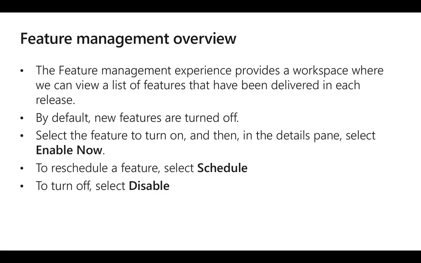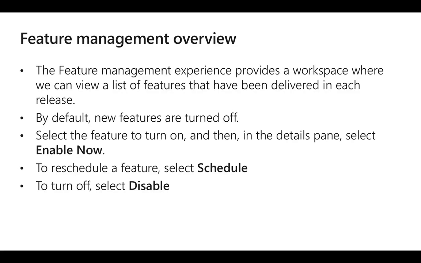If a feature has been scheduled to be turned on in the future, a Schedule button appears in the detail pane. We can use this button to change the enabled date value to a different date. If a feature has already been turned on, a Disable button appears in the detail pane. We can use this button to turn off the feature, but the Disable button isn't available if the feature cannot be turned off after it's turned on.